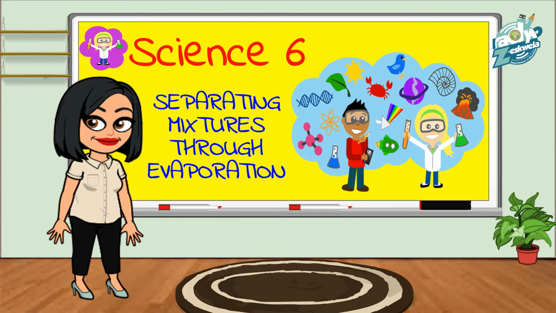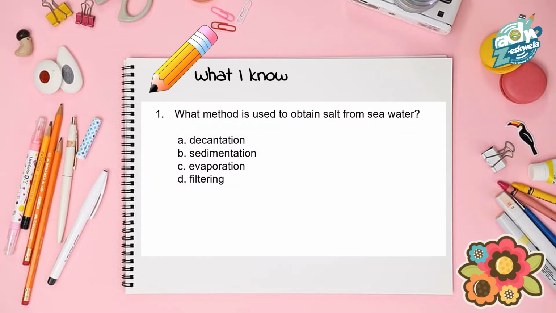Direction. Write the letter of the correct answer. Do it in your science journal or notebook. Again, use a separate sheet of paper and write the letter of the correct answer. Ready? Number 1. What method is used to obtain salt from seawater? A. Decantation. B. Sedimentation. C. Evaporation. D. Filtering.